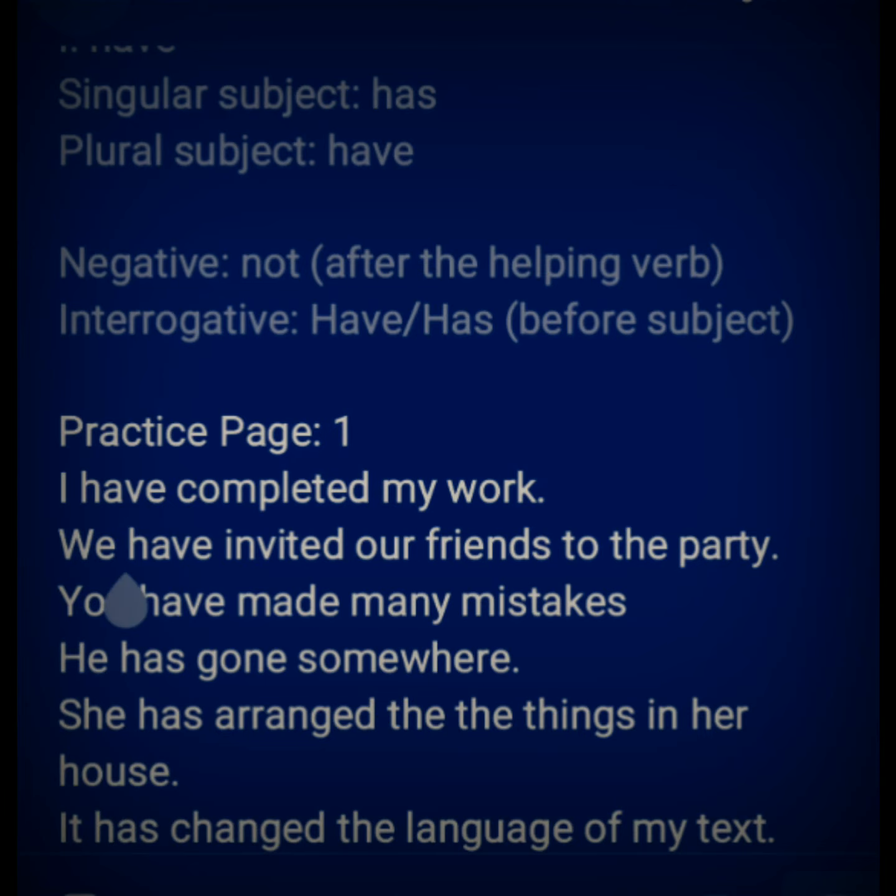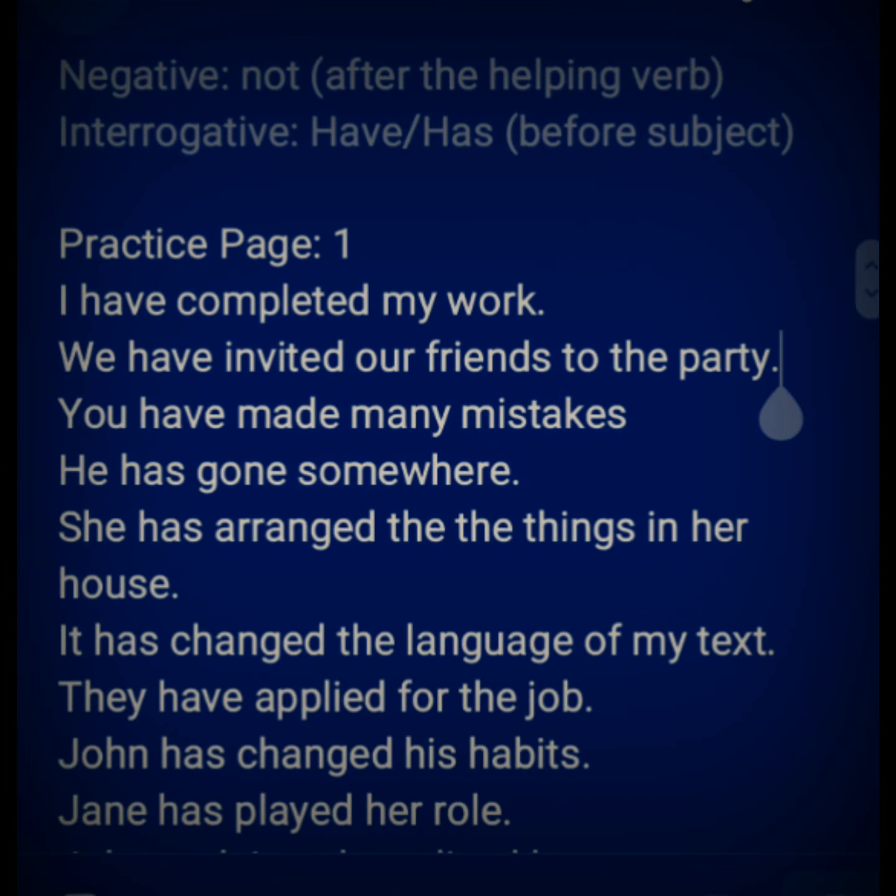Okay, when we have invited our friends to the party, we have given the invitation, so we have completed that task. You have made many mistakes.